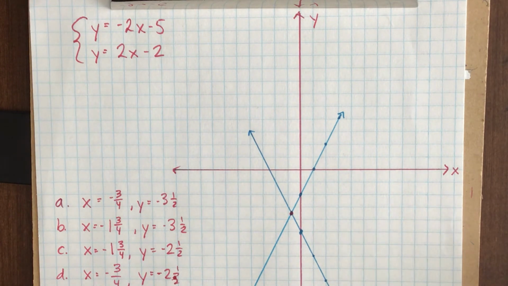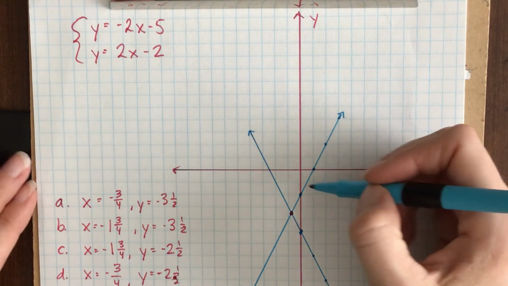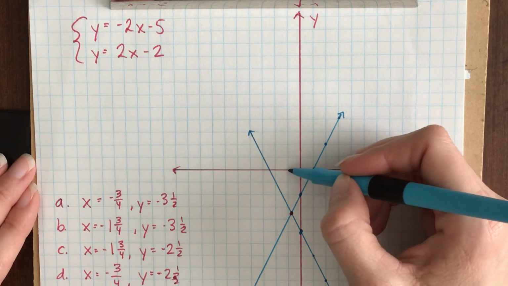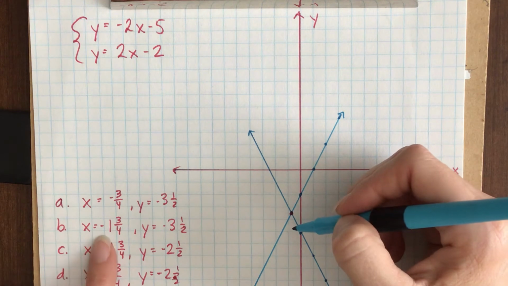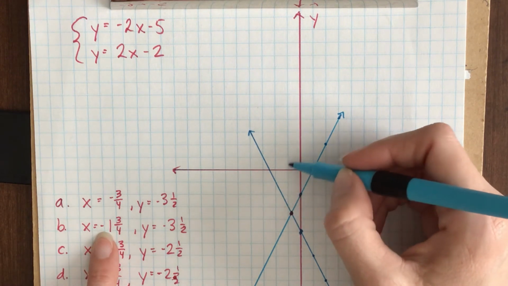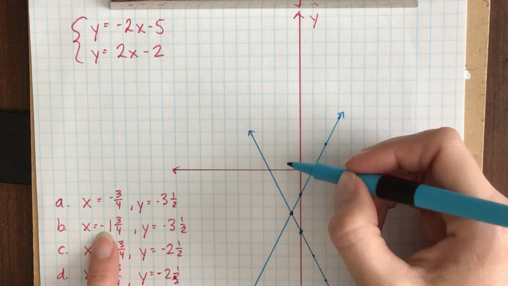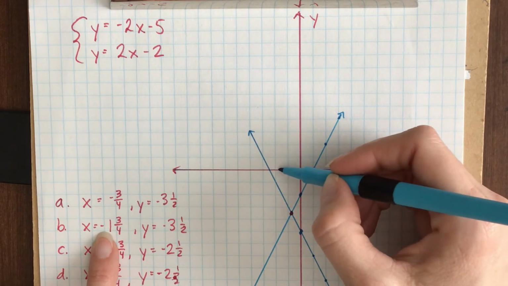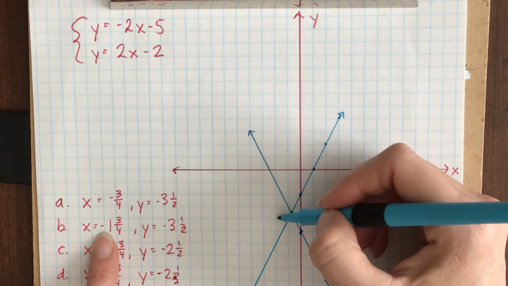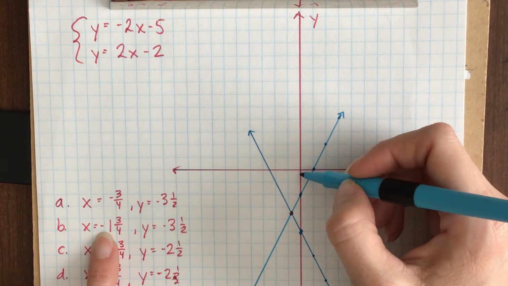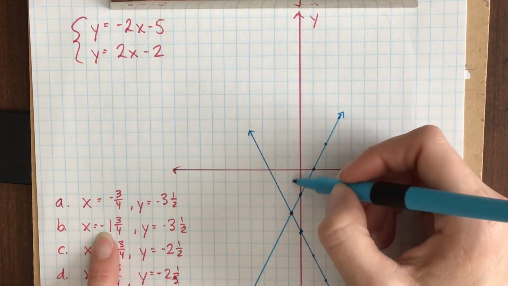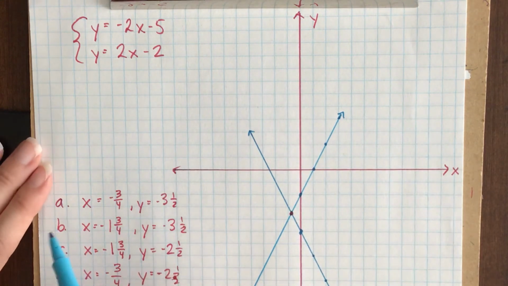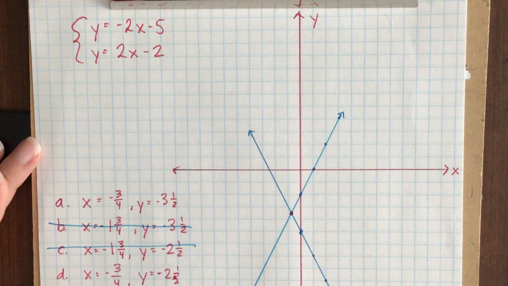So if we follow our line, well, this is x is equal to -1. It doesn't even get to that point. So it can't be -1 3/4 for your x, because that is not where it is landing. It's pretty clear that if we're going to estimate this, it'd be -3/4. Okay, so that means this is not an option, and this is not an option.